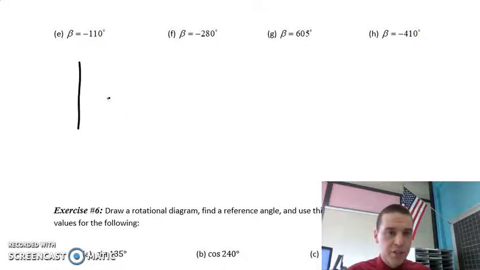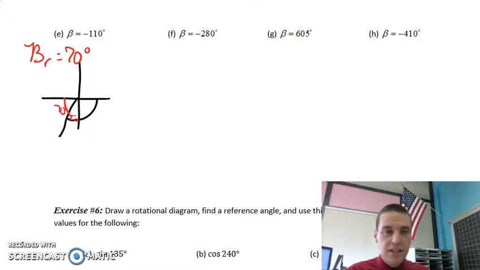But here we go. Let's look at E, and then we'll have to switch videos. Negative 110, this far, right there. That's negative 110 degrees. What is this angle measure? Well, negative 110 degrees, this angle is 20, so then this angle must be 70. So therefore the reference angle is 70 degrees. Pause or stop this video, and then we'll go to the second video.